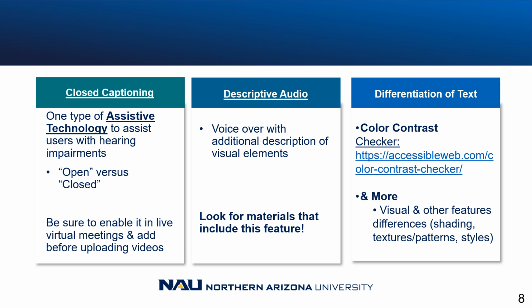Finally, differentiation of text. So for all text, you should check for legibility and readability. If you need to squint, it may be better to change the font or size of the text. Online, font shouldn't be smaller than 16 pixels or 12 points.